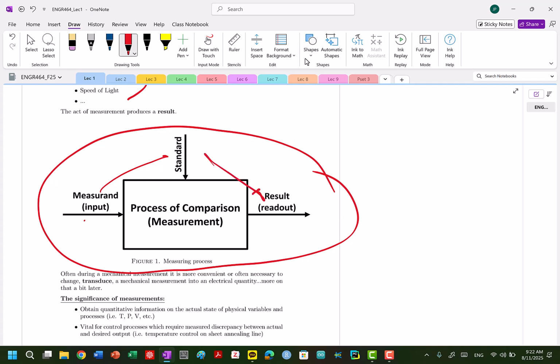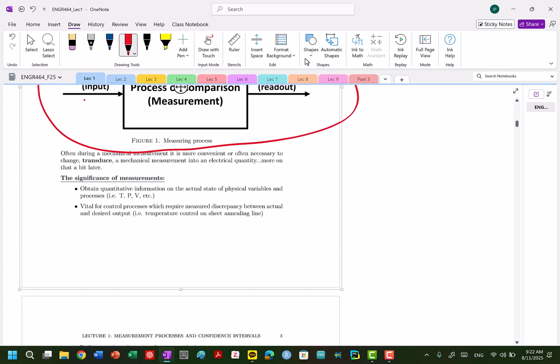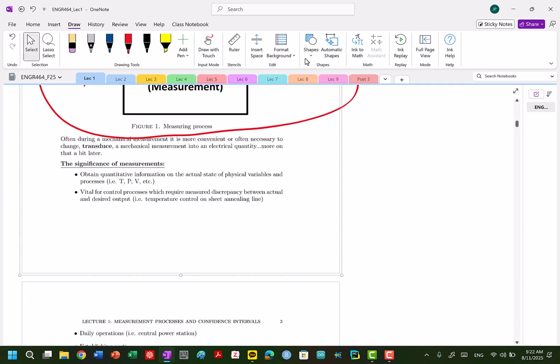So very simple. You will really never do this type of measurement, and we're going to get into what type of measurement this is in just a second. But at its core, that's what it is: measurand, compare against standard, get a result. Sometimes it's going to get a bit more complicated in just a bit.